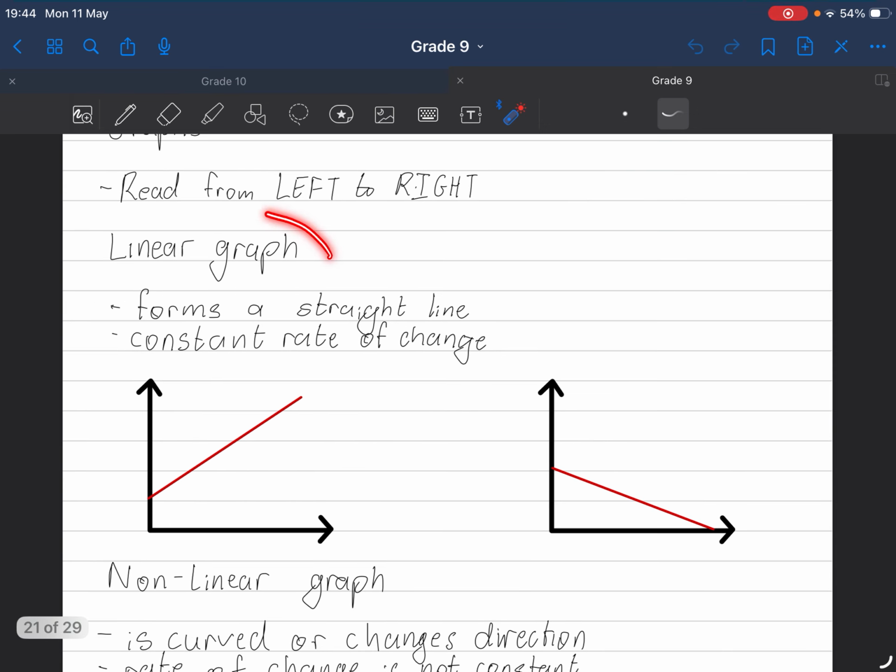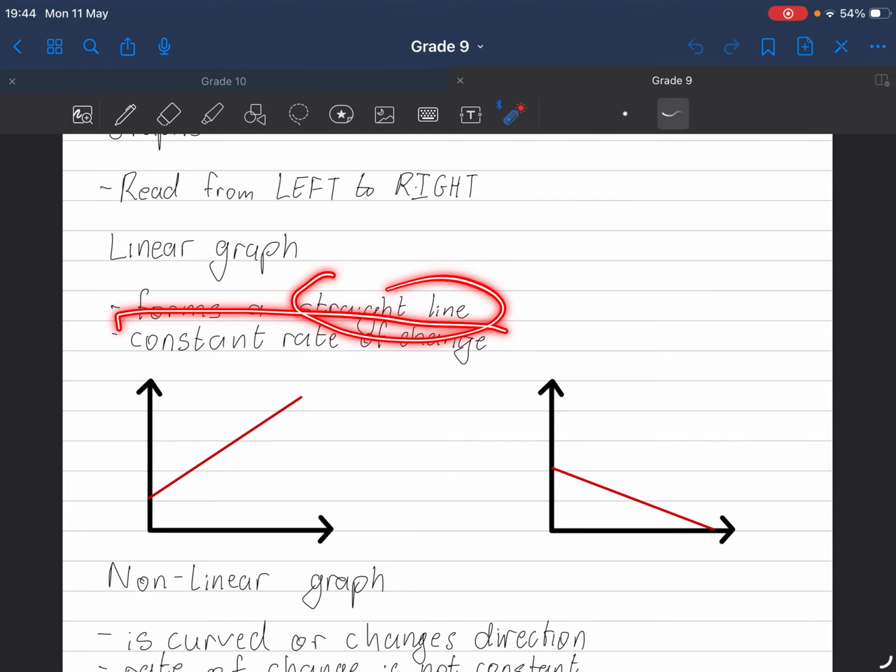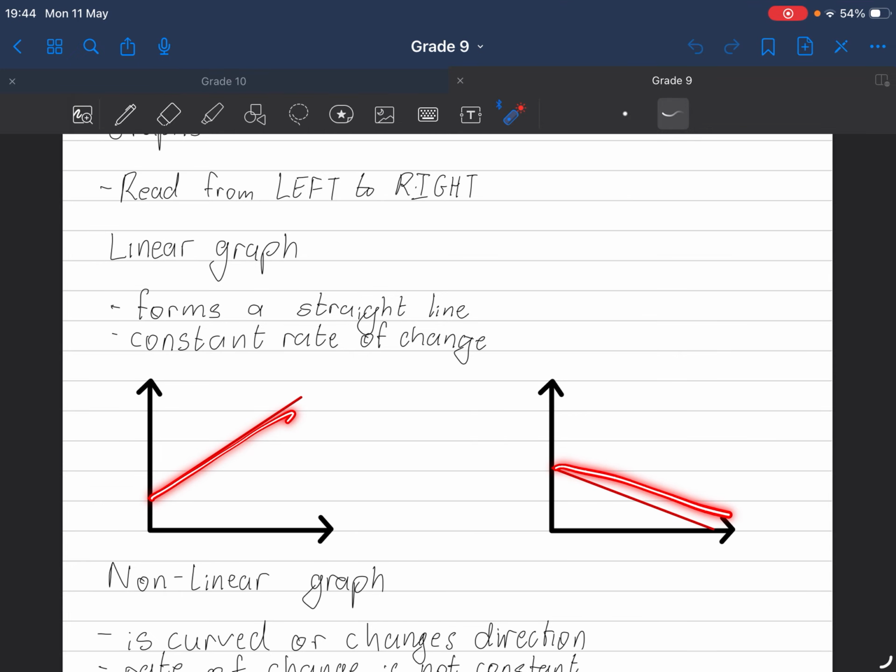The first type of graph or definition is a linear graph, and this is when there's a straight line. The straight line occurs because there's a constant rate of change. So here's our x and y axis, and there's a straight line here and there's a straight line there. Now we're saying there's a constant rate of change, which means that as the x value changes, the y value changes in a direct proportion to it.